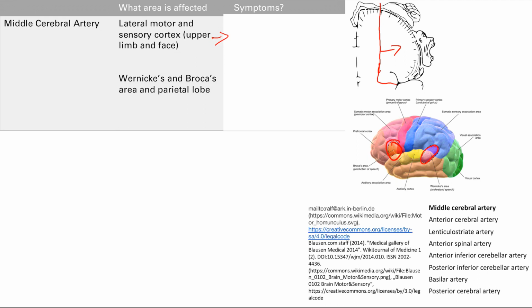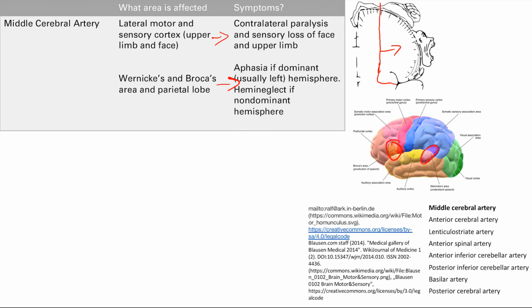Then Wernicke's and Broca's, what is going to happen here? It depends on which side of the brain we're talking about. Remember, there's a dominant speech side of the brain, and it's usually left. If you have damage on the dominant side, you're going to get aphasia. If you have non-dominant damage, you're going to get hemi-neglect. This is due to the parietal lobe, which is responsible for perception. If it's damaged on the non-dominant side of the hemisphere, you're going to get hemi-neglect.